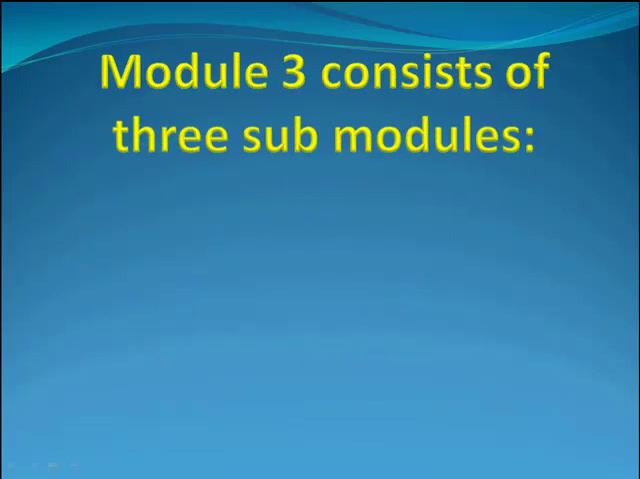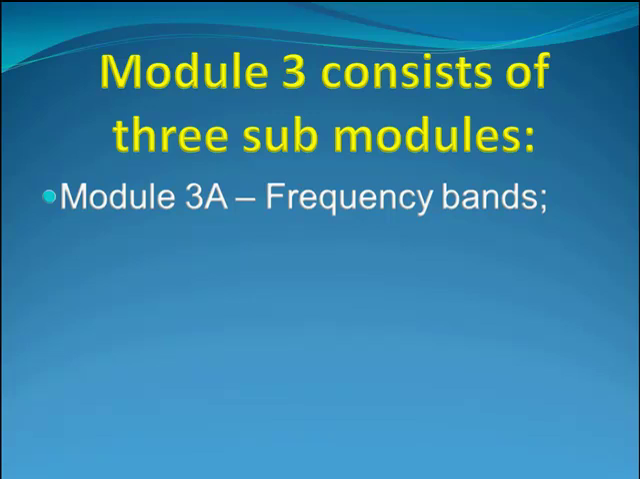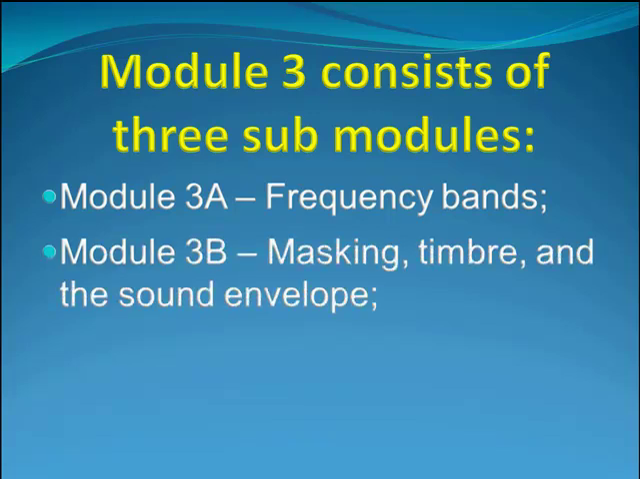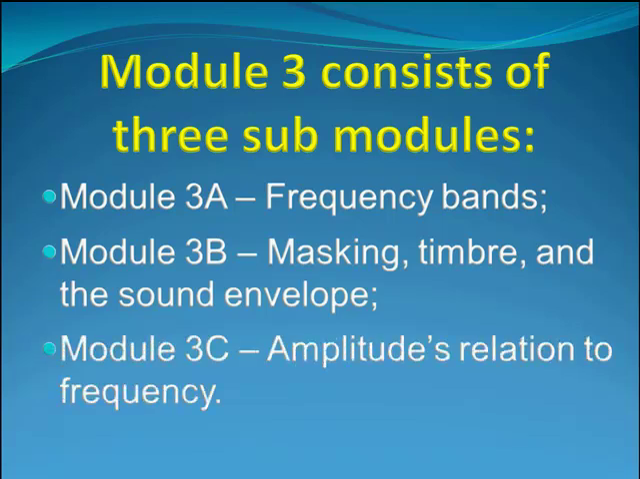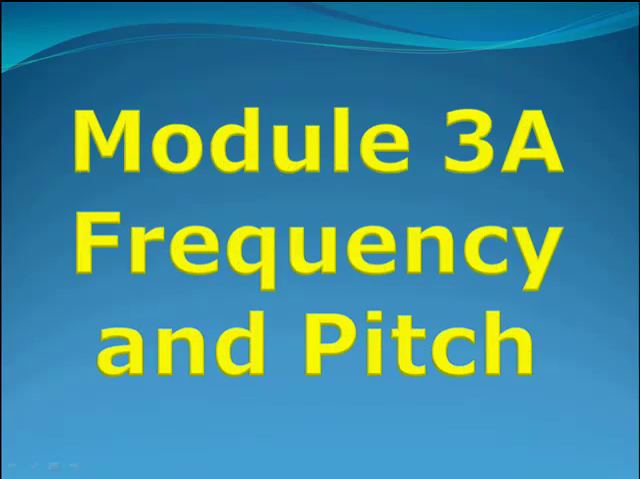Module 3 consists of 3 sub-modules. This module, 3A, we will investigate frequency and pitch and the bands of frequency. The next module, 3B, will look at masking, timbre, and the sound envelope. And finally, module 3C will investigate amplitude and its relationship to frequency. So let's get started. Module 3A, Frequency and Pitch.